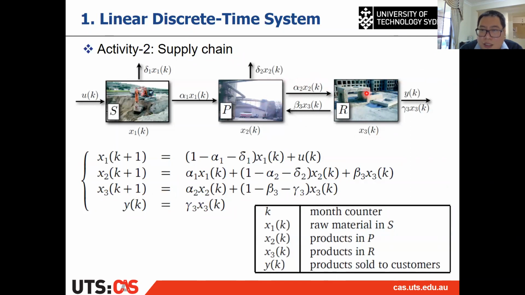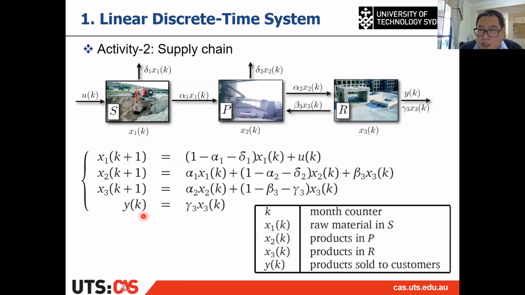And the second part is about itself. So R itself has x3k products, right? And also you need to delete the products returned to x2, which is beta 3 x3, right? And also you need to delete the products sold out, which is minus gamma 3 times x3, right? So that is the third difference equation.